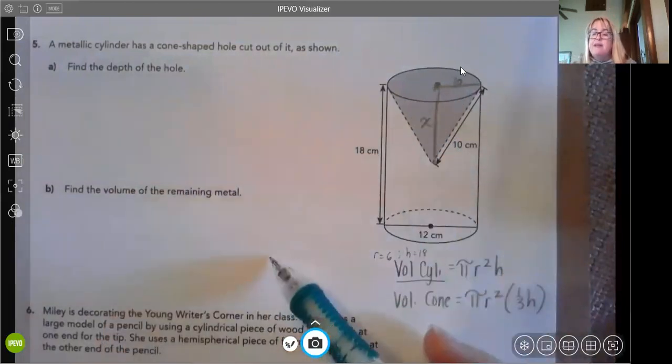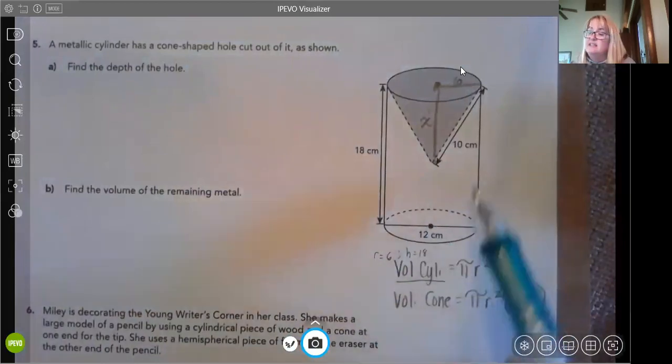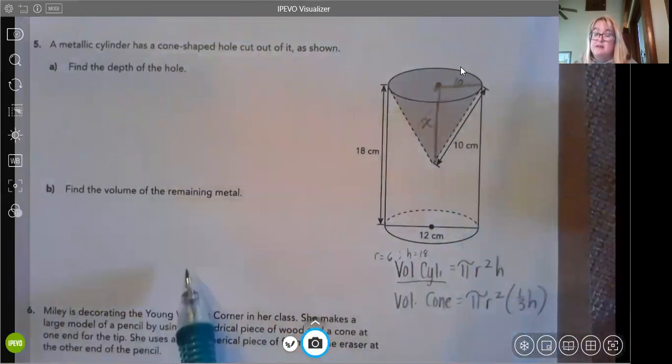For the volume of the remaining metal, once you have that, this height is the depth of the hole. You can put the numbers into these volumes and then subtract them to find the volume of what's left.